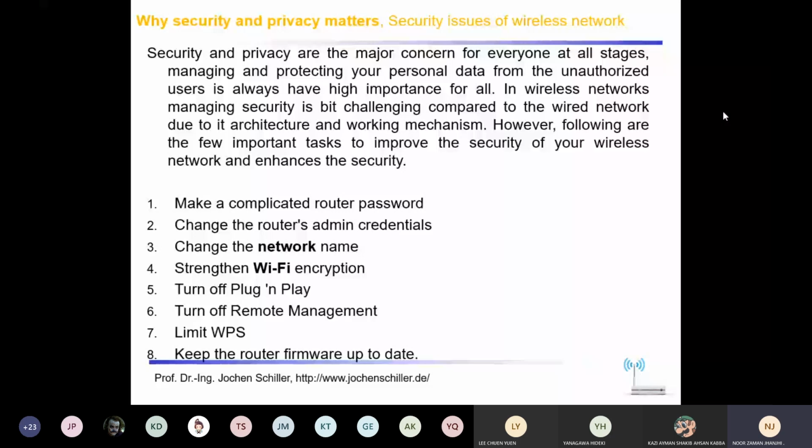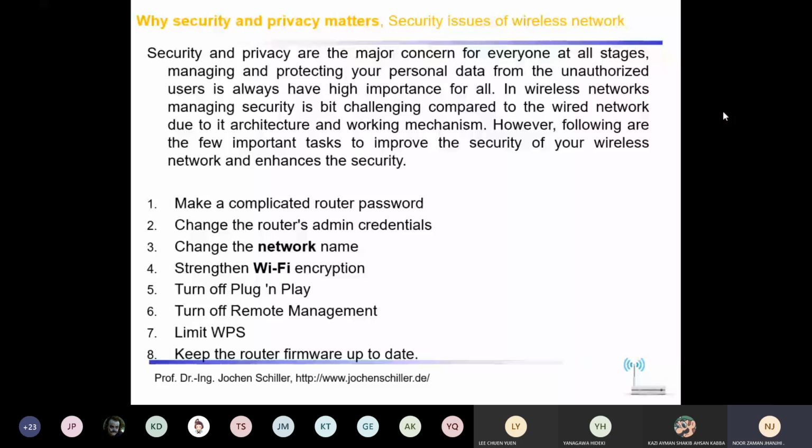But now when we reach here, we ask ourselves: why do security and privacy matter? What are the security issues of wireless transmission? You can see how security issues of the wireless network can be addressed. A special note for you: security and privacy are the major concerns. All these aspects also carry security issues, other than user behavior, hackers, attackers, and other open issues and challenges.